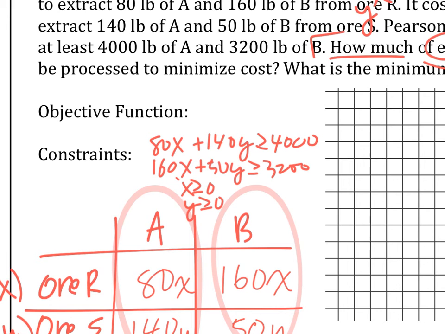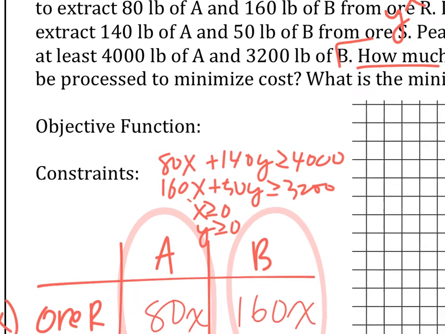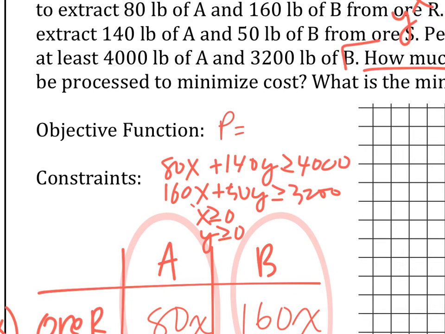The objective function is what? Elizabeth? Is it 50x plus 60y? Yes. $50 per ore R, $60 per ore S.